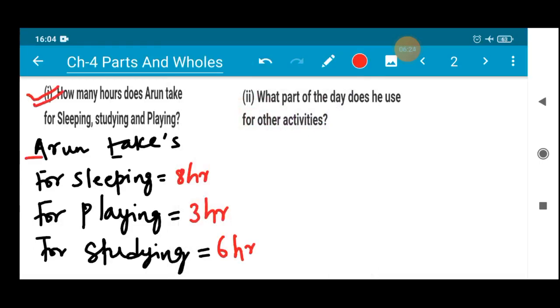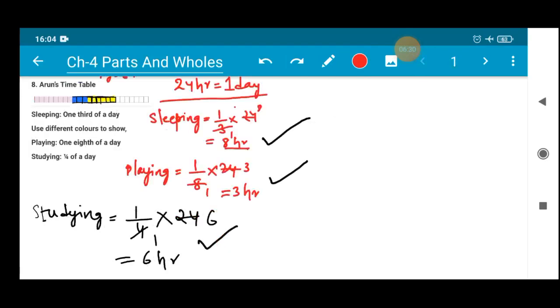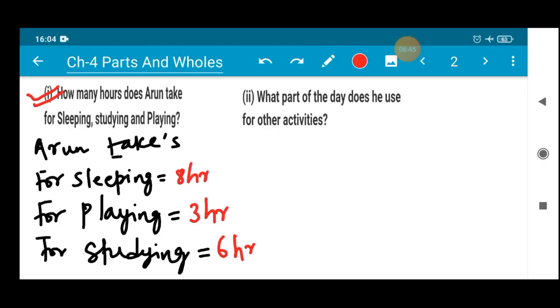Very easy one. We have already calculated that in 24 hours, 8 hours, that is 1/3 part, he is spending in sleeping. Next, 1/8 part for playing, which means 3 hours. 8 3s are 24. And for studying 1/4, which is 6 hours. Alright, with this we are over with part 1 of this question.